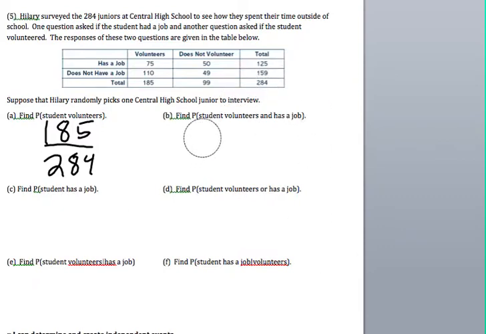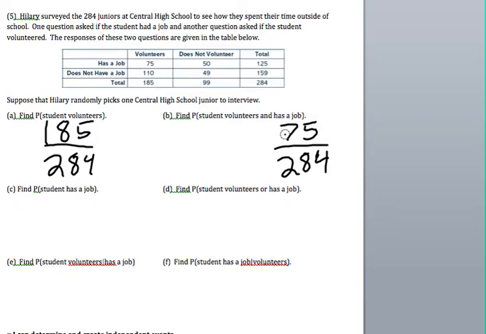So find the probability that a student volunteers and has a job. So our total is still everybody at the school, but instead of just counting the volunteers or the people with a job, they got to be in both categories. So we have our volunteers and our job people, and we specifically see that there's 75 people that count in both categories.